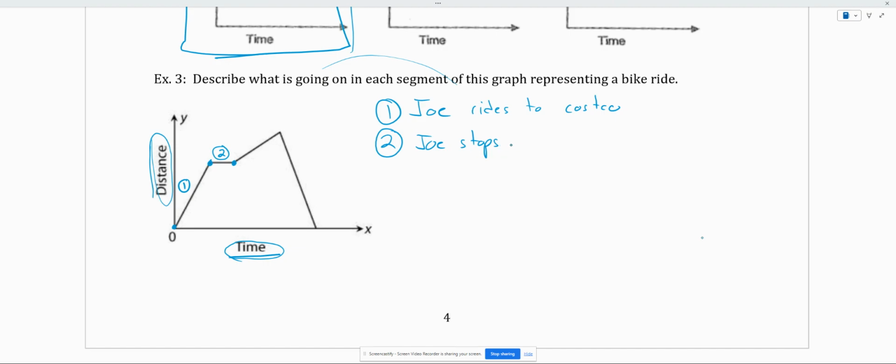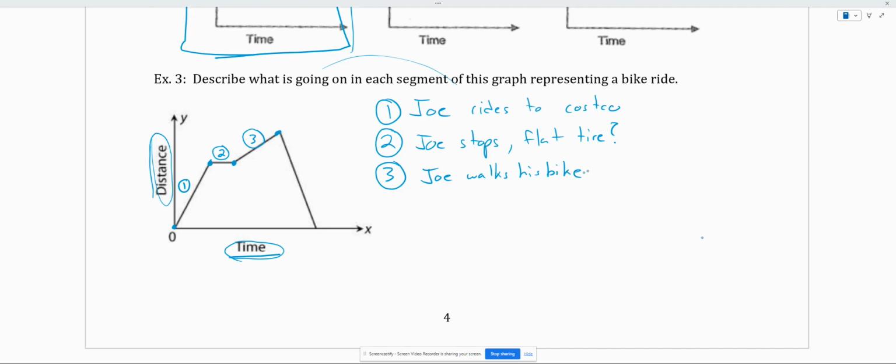And what could this be? Maybe flat tire? Could be a flat tire. Anything, you can be creative there. And then step 3 is going to be from these 2 points. And Joe is continuing to move away from home, but he's going a lot slower. So maybe he's walking his bike because of the flat tire. Joe walks his bike.